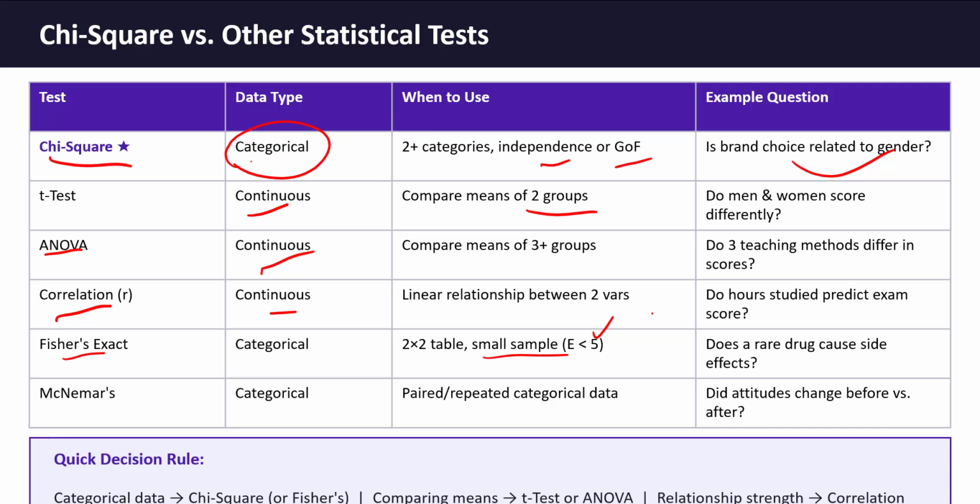The McNemar test also applies to categorical data. Basically it's for paired, repeated categorical data, so it has very narrow applications. For example, do attitudes change before or after applying the treatment, something like that, right? So this is the quick decision rule. Categorical data usually uses the chi-square test or Fisher's test. If we need to compare means, we use the t-test or ANOVA test. If we want to determine relationship strength and direction, we use the correlation test.